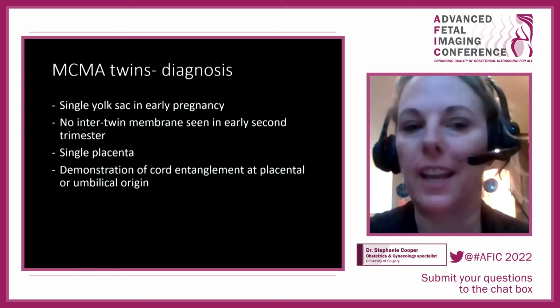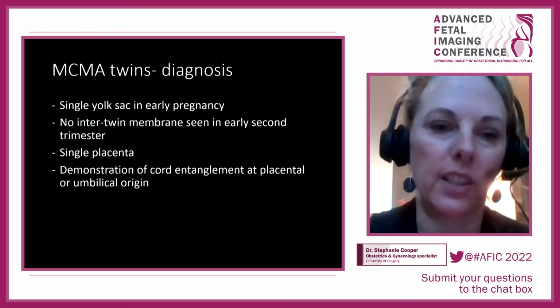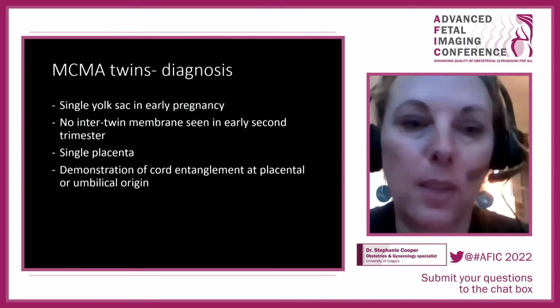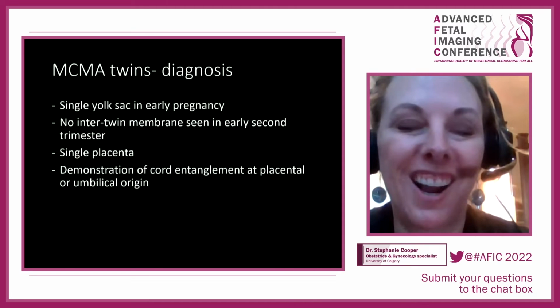You see, and again, the yolk sac is not a great sign, but theoretically there would be a... you might hear my dog in the background, I apologize.